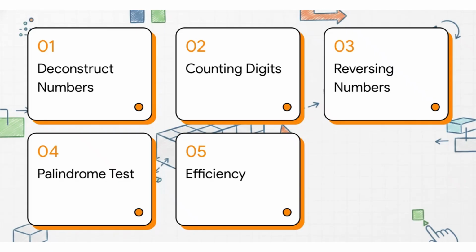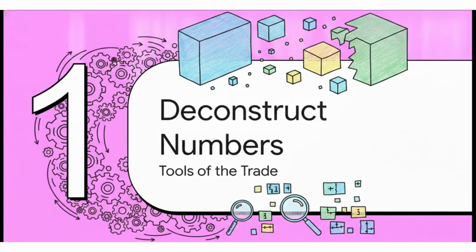Here's our quick roadmap for today. We'll start with how to deconstruct numbers in code, move on to counting digits, then reversing those numbers entirely. After that, we'll tackle the palindrome test, and finally, we'll wrap up with the big takeaway on efficiency. All right, part 1. Deconstructing numbers in code and the tools of the trade.